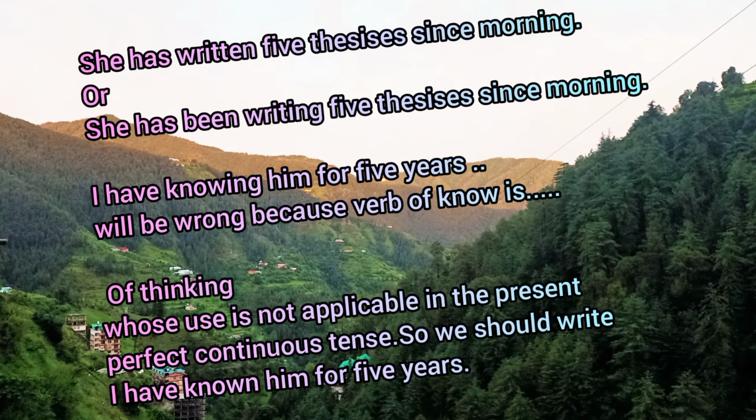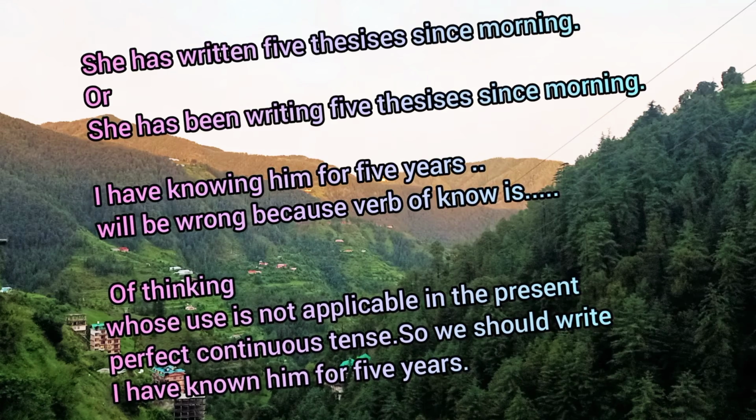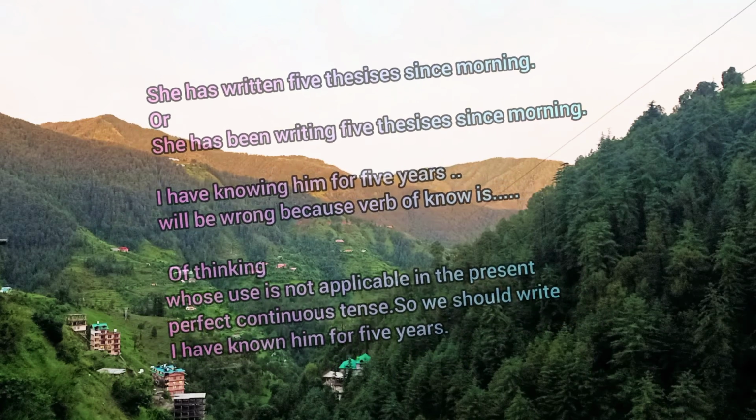But here is a very interesting example now. "I have knowing him for 5 years." This will be wrong to use here. Okay, no. Because "know" is a verb of thinking here. See, "know" is a thinking verb, whose use is not applicable in the present continuous tense or present perfect continuous here. So we should write "I have known him for 5 years," which is safe to use and safe to write.